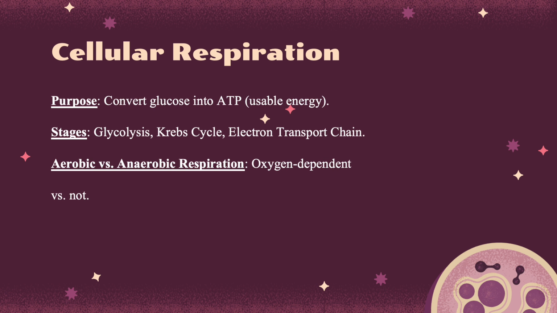Without oxygen, cells switch into anaerobic respiration, which is less efficient but crucial during short bursts of intense activity like running. Can you imagine how important ATP is for processes like muscle contraction or brain activity?